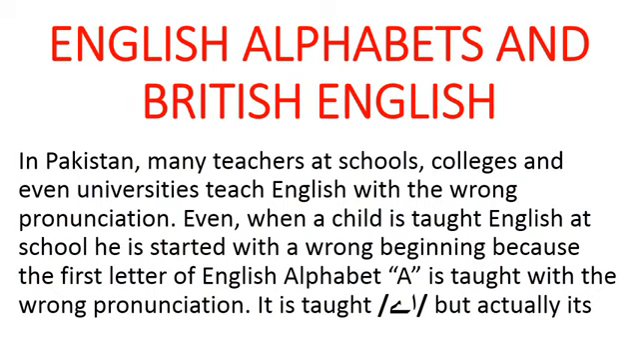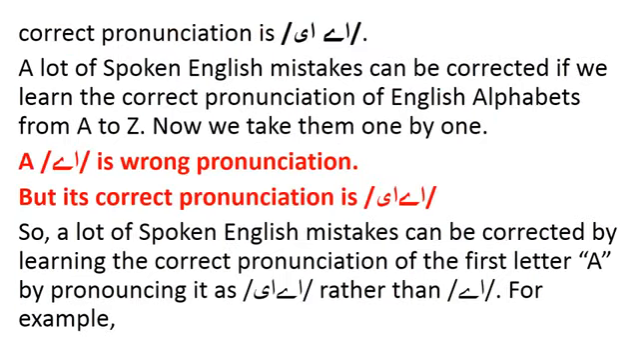Even when a child is taught English at school, he is started with a wrong beginning, because the first letter of the English alphabet, A, is taught with the wrong pronunciation. It is taught A, but actually its correct pronunciation is A.